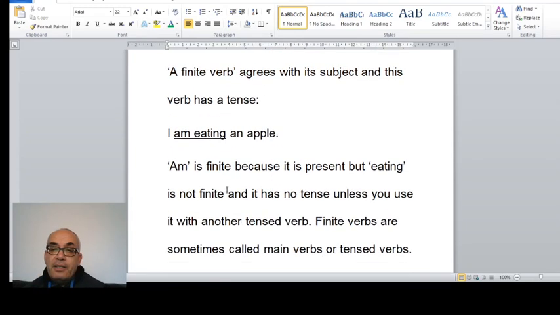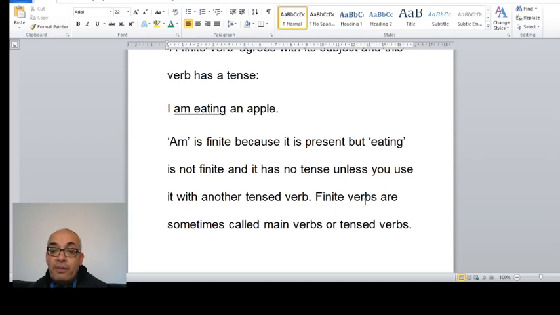So if you look at this sentence, I am eating an apple. Where is the verb? The verb is I'm eating. What tense is this? It's present continuous. So am is finite because it's present. But eating is not finite and it has no tense unless you use it with other tensed verbs. So finite verbs are sometimes called main verbs or tensed verbs.